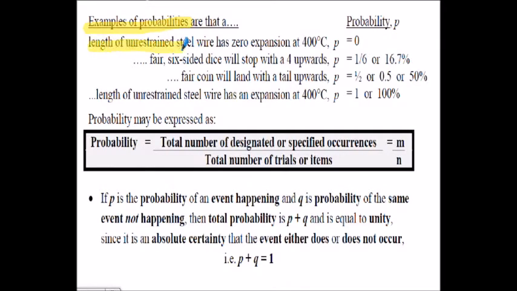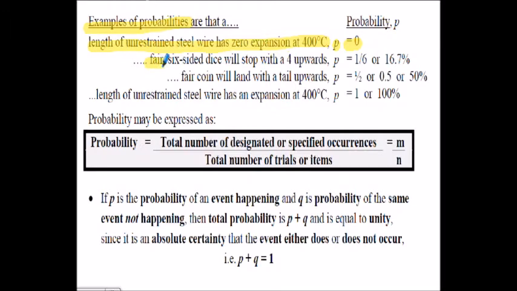A length of unstrained wire has 0 expansion at 400 degrees C. The probability of that occurring is 0. If we heat a piece of wire up to 400 degrees C, it will most definitely expand. So there's no chance at all of it not expanding if it's unrestrained. Probability 0.